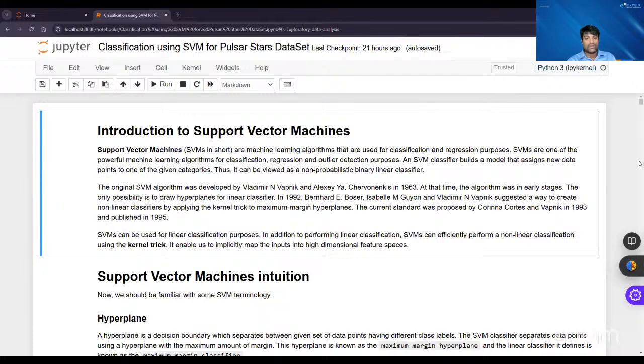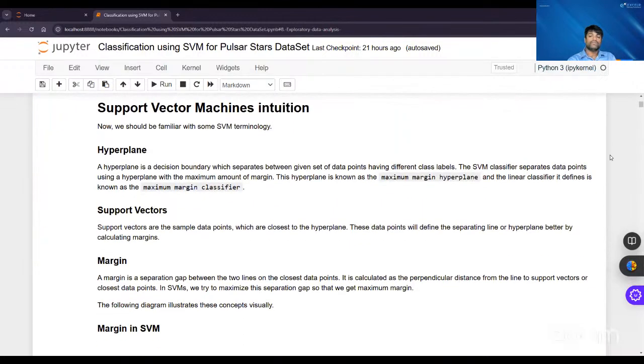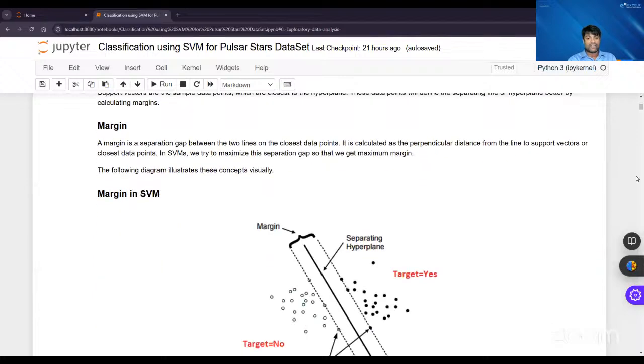Okay. Now let me go a little forward in understanding the terminology in SVM. There are a few things you have to keep in mind when we talk about SVM. The first very important thing is the hyperplane. Hyperplane is a very important word when we talk about SVM. So what exactly is a hyperplane? A hyperplane is nothing but a boundary.